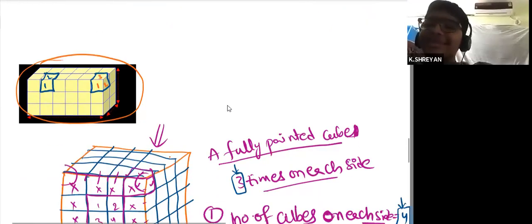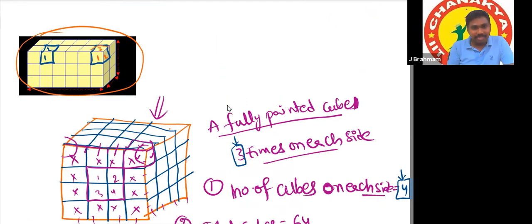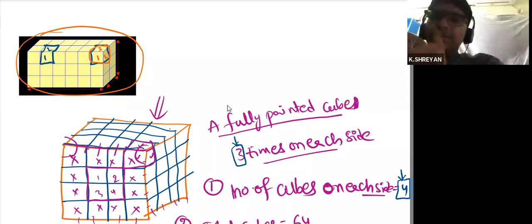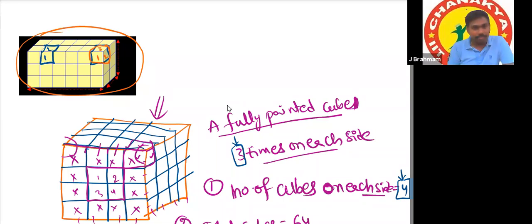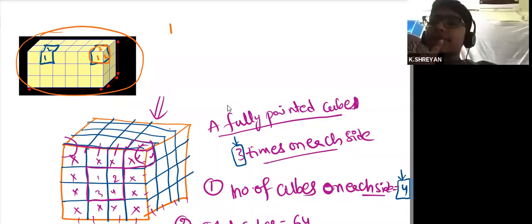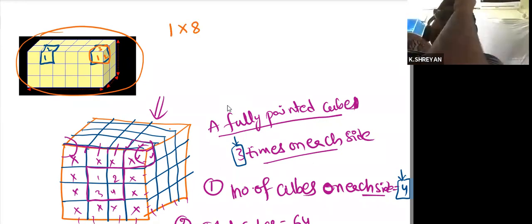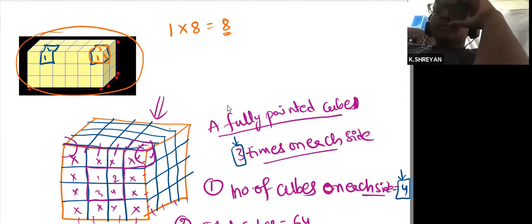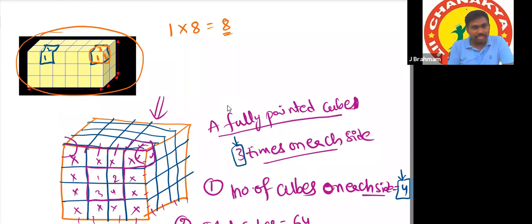On every corner, how many cubes are there? 3 sides of 1 cube only. Okay, 1. So on every corner, 1 cube. There are 8 corners. So 1 into 8 is 8. Don't consider these as 1, 2, 3. 1 to 3 are the face numbers. So they are faces of 1 cube only.